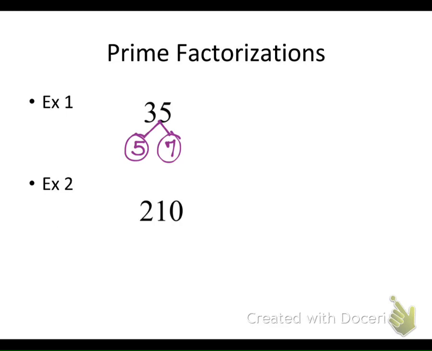So when you go to write your answers on your worksheet today, you're going to come up to the right of your number, of your 35. You're going to put your equal sign, and then you're going to list your prime numbers. Your prime number is going to be 5 times, what's our other prime number? 7. So your final answer is going to be 5 times 7.